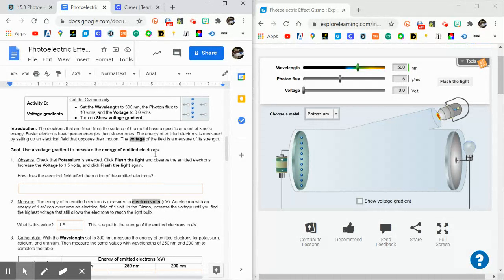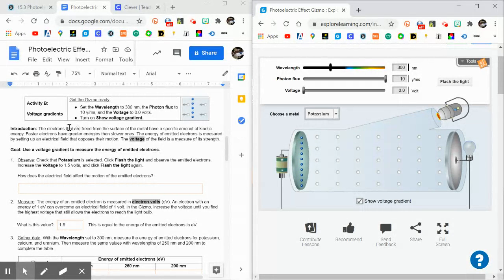Like that, okay? So it says set the wavelength to 300 nanometers and the photon flux at 10. So 300. So here we go, 300 nanometers. And then the photon flux at 10. There it is. Now turn on show voltage gradient. So there it is, show the voltage gradient.